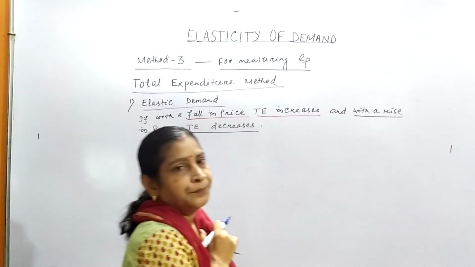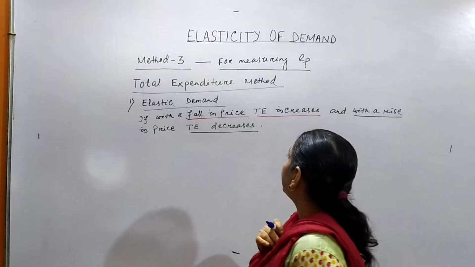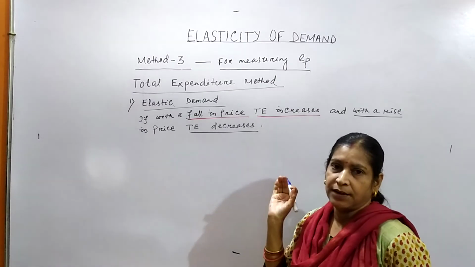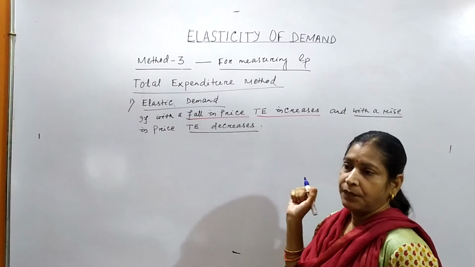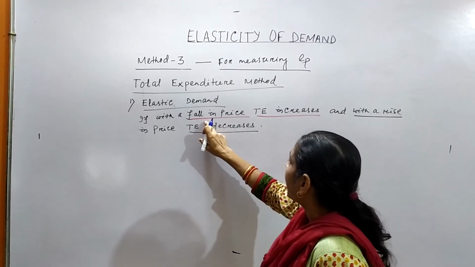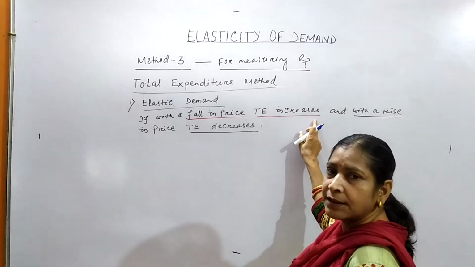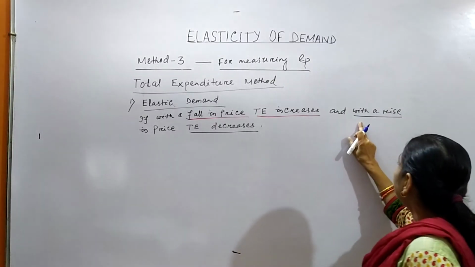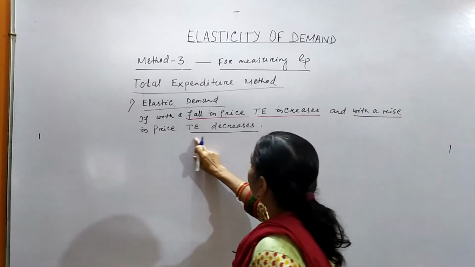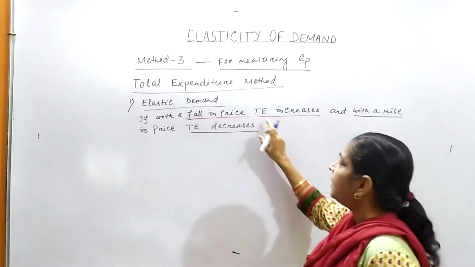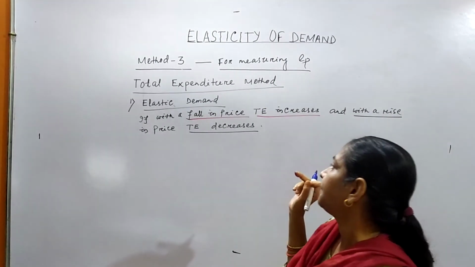What do we see here? The relationship between price change and total expenditure change. What type of relation is this? This is an inverse relation. For a price fall, total expenditure increases. The opposite is also true: with a price rise, total expenditure decreases. So in both cases, the relationship is inverse.